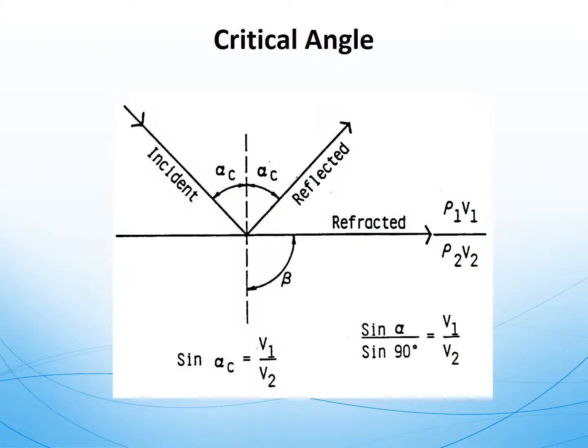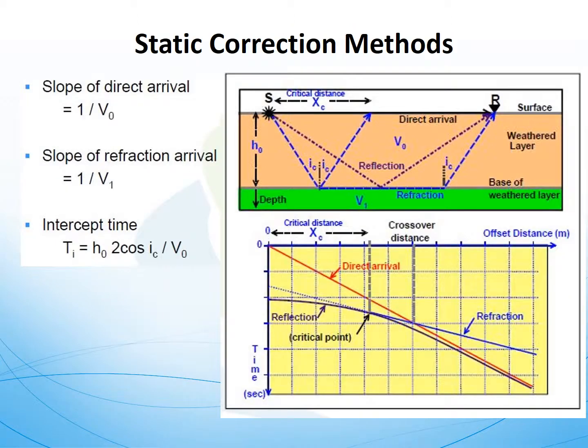Some important information that you still need to remember is the critical angle, which will give you the head wave or the refraction wave. It's given by this formula: sin alpha over sin 90 degrees equals v1 over v2, which is equivalent to Snell's law. Hopefully you still remember this one.